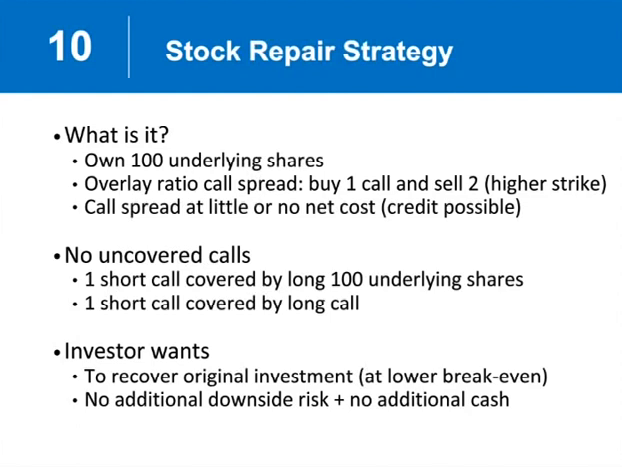And the motivation here is to recover the original stock investment at a lower break-even point. That's the motivation. But again, the downside risk remains the same, although there is no additional risk. And if we're able to do the strategy for break-even or credit, obviously there's no additional cash outlay.